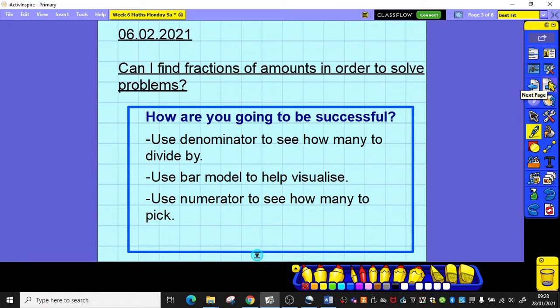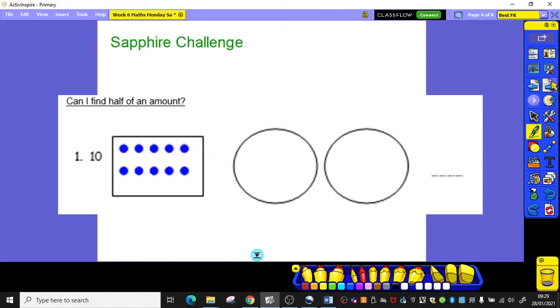So today is about building on Friday's lessons. We're going to see how much you can remember after a weekend. Can I find fractions of amounts in order to solve some problems? So again, we're going to be using that denominator to tell us what to divide by. If it's a quarter, divided by 4, if it's a fifth, divided by 5. We're going to use bar models still to help us visualize. And the numerator, the number at the top, will very much tell us whether it is 2/5 or 3/5, etc.